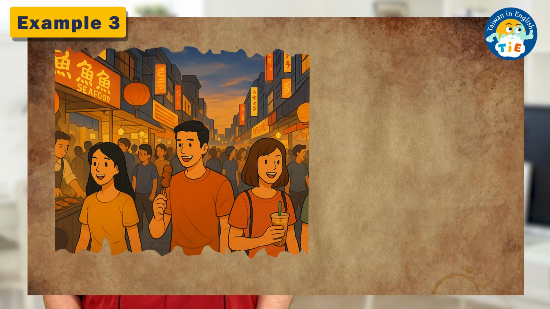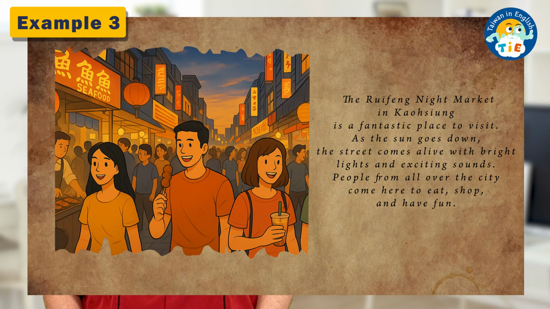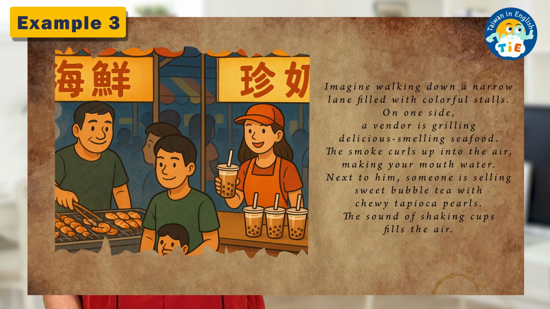The lively night market. The Ruifeng night market in Kaohsiung is a fantastic place to visit. As the sun goes down, the street comes alive with bright lights and exciting sounds. People from all over the city come here to eat, shop, and have fun. Imagine walking down a narrow lane filled with colorful stalls. On one side, a vendor is grilling delicious smelling seafood. The smoke curls up into the air, making your mouth water. Next to him, someone is selling sweet bubble tea with chewy tapioca pearls.